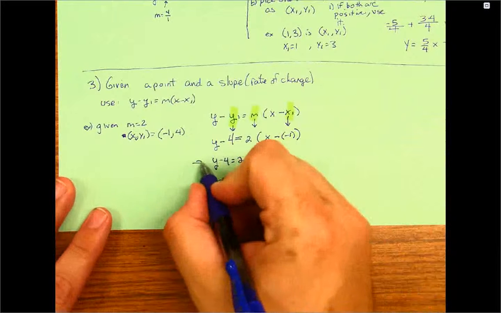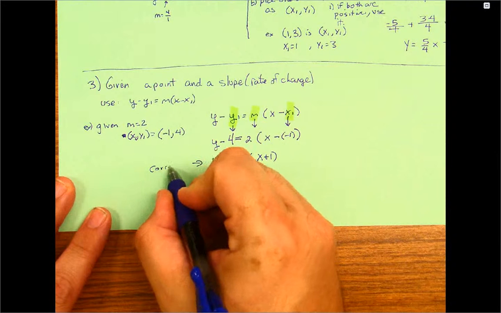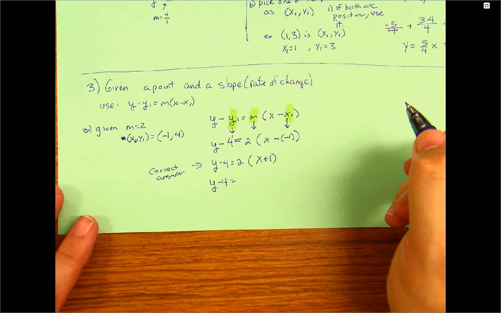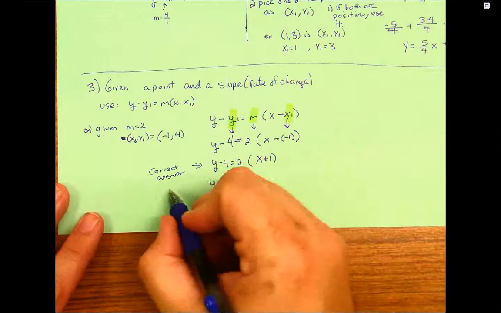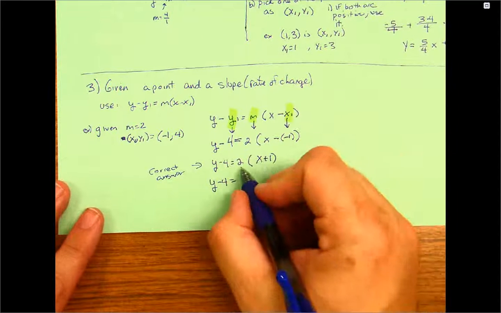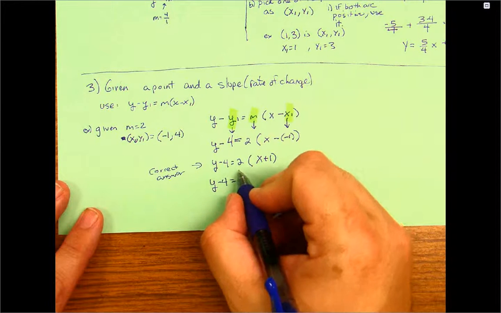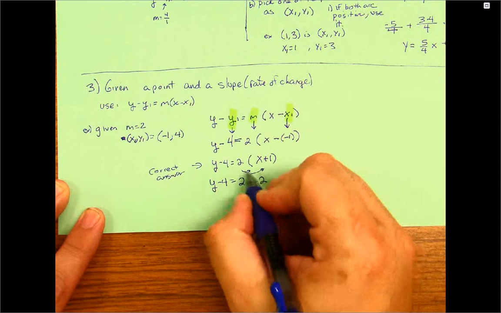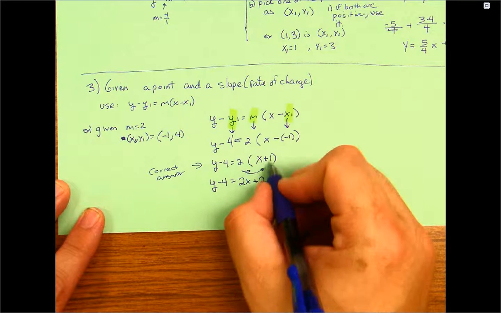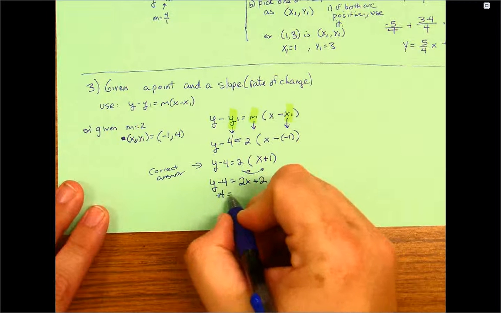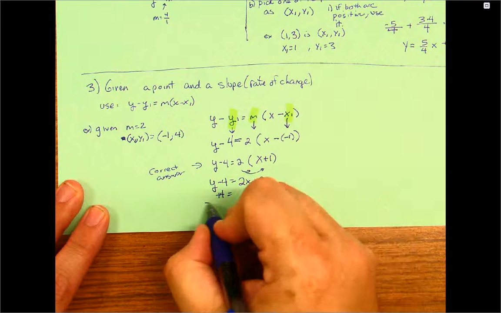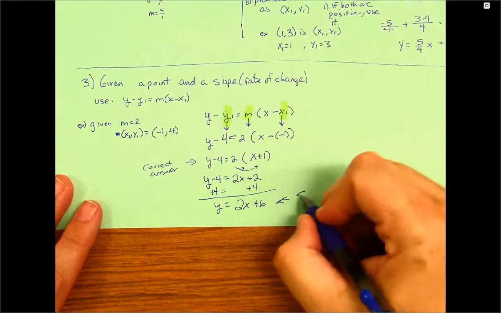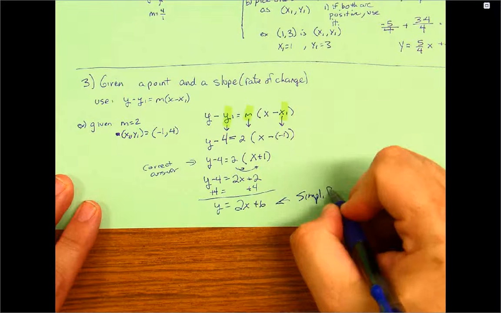But if we wanted to simplify it, we would actually say, all right, I got to take this, I got to distribute, get 2x plus 2. So 2 times x is 2x, 2 times 1 is 2. And then positive 4 is equal to positive 4. Y is equal to 2x plus 6. This is a simplified form, or it's slope-intercept form.